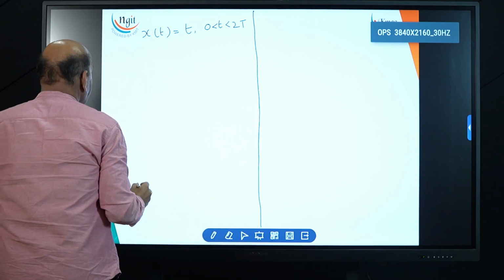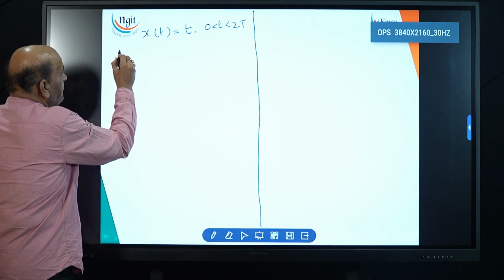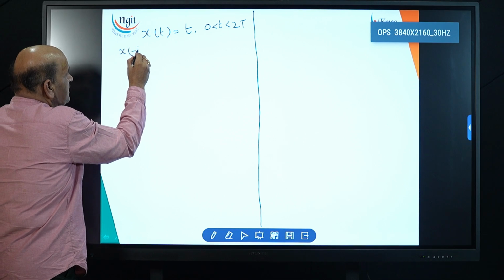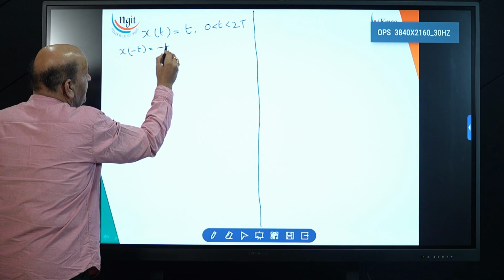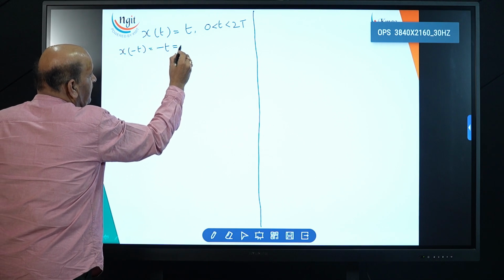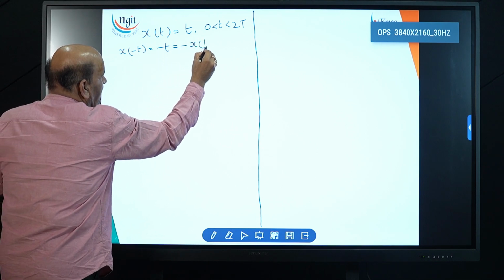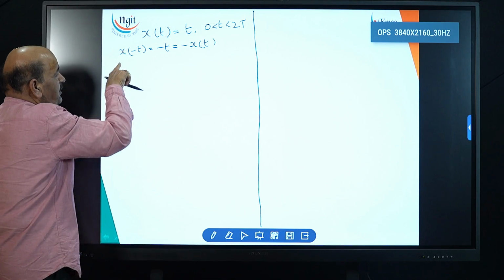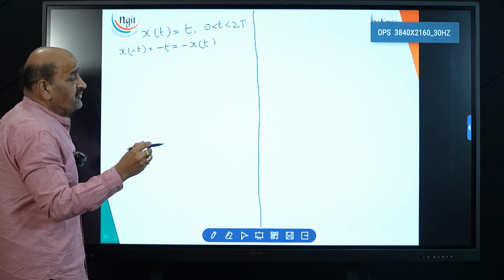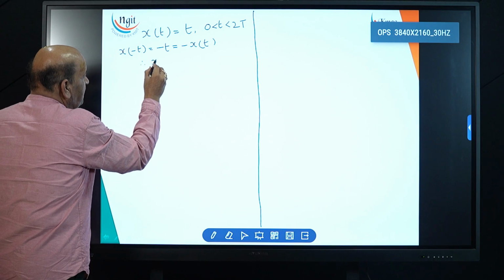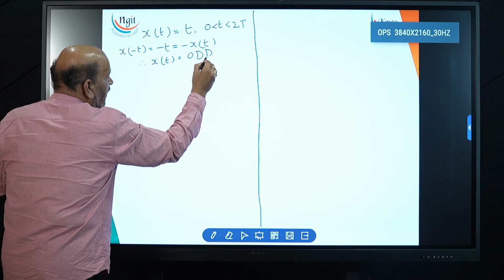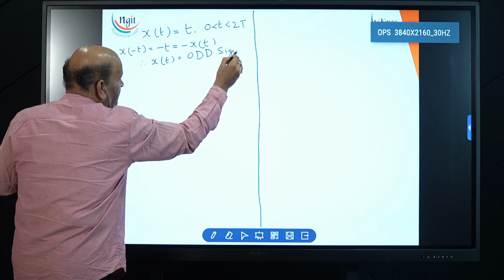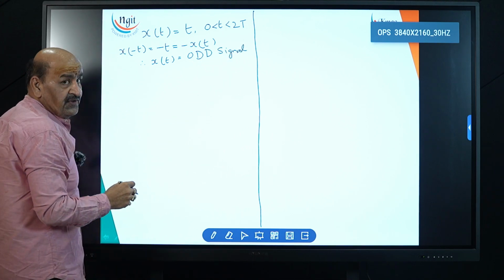Now just look at the first one. Here x of minus t is equal to minus t. Replacing t by minus t, this is called what? Minus x of t. So x of minus t is equal to minus x of t. Therefore, the given signal x of t is an odd signal. First, I have to verify this. It is an odd signal.